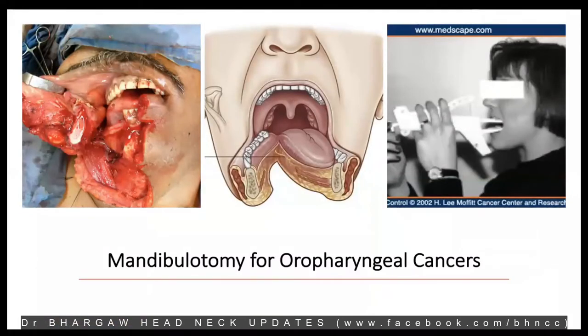For oropharyngeal cancers, previously surgery involved, even if it's a moderate stage, a mandibulotomy approach, where you actually split open the mandible like a book, and you end up resecting or splitting all the floor of mouth structures to reach that particular part of the oropharynx, whether it be the tonsil or the base of tongue. This creates a lot of morbidity in terms of prolonged hospital stay, and also getting relieved of the feeding tube.